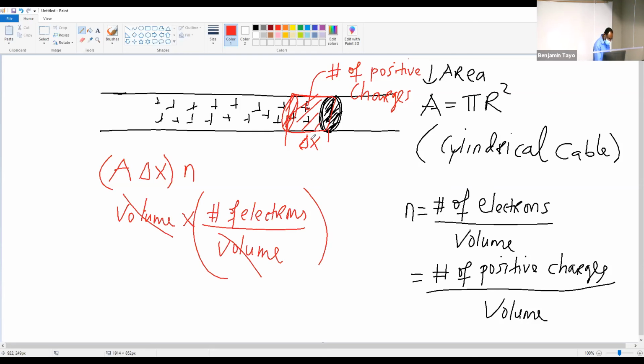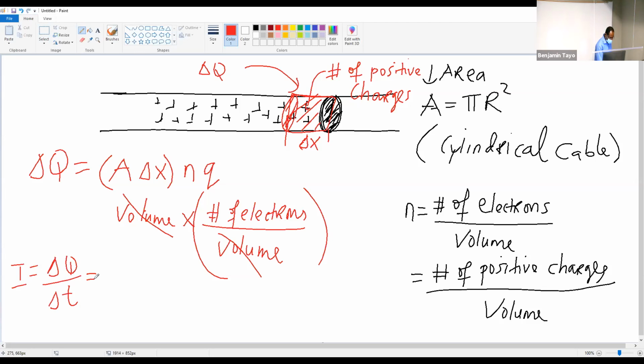Now, if I multiply this by the charge on one electron, or maybe you can think about it as the charge on one positive charge, then all of this is going to give me my delta Q, which is the total amount of charge that I have in this small volume here. Now, I want to calculate current, and I know that current is equal to delta Q over delta T.